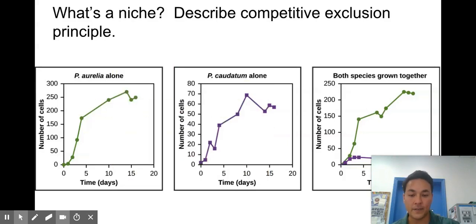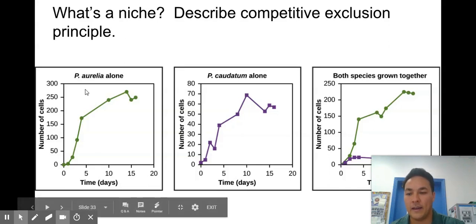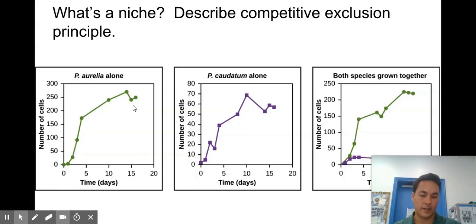So what is the competitive exclusion principle? If you remember, we did this virtual lab in class where you grew paramecium in different test tubes, and paramecium aurelia and caudatum, if they both are grown alone, they exhibit exponential growth, and then they hit a carrying capacity and exhibit logistic growth, right? So this would be the exponential phase, and in here it's at carrying capacity. So they're going to grow fine alone.